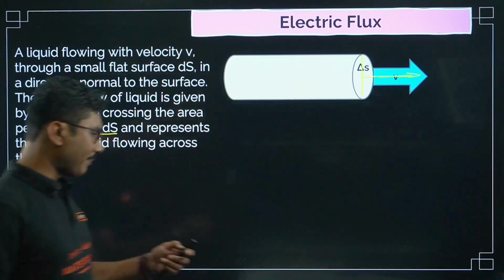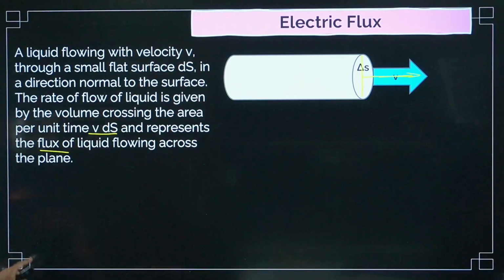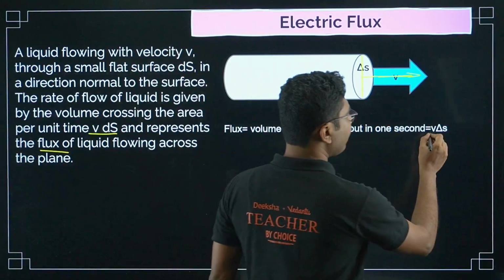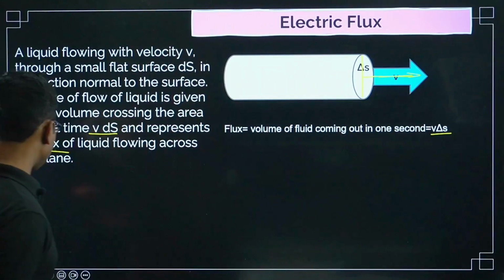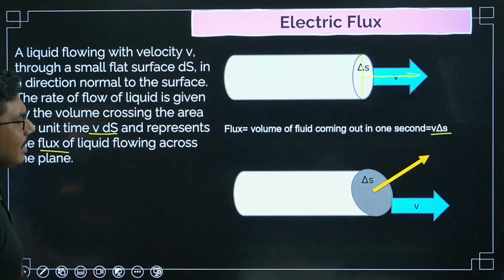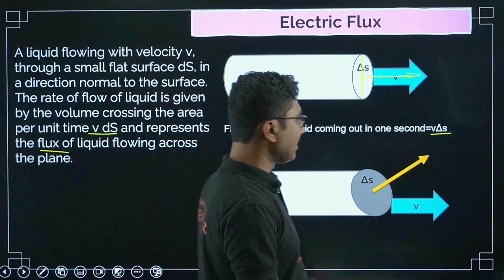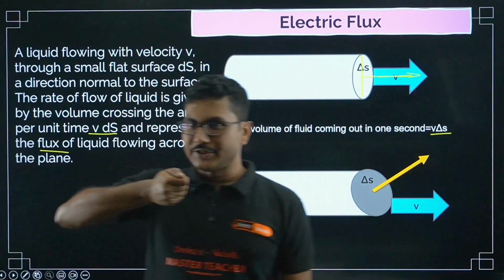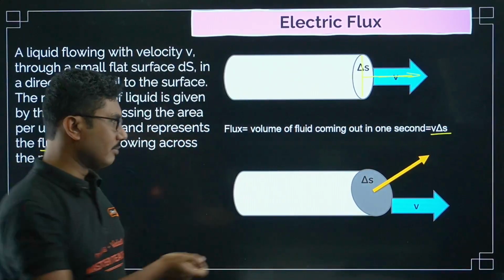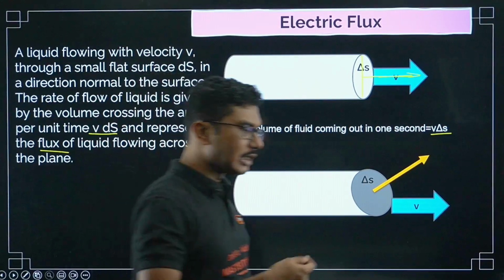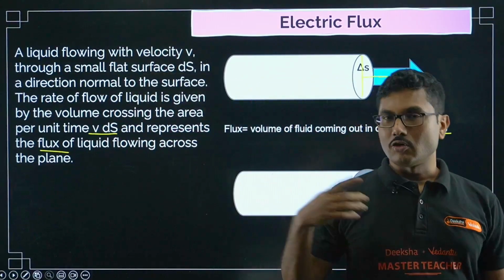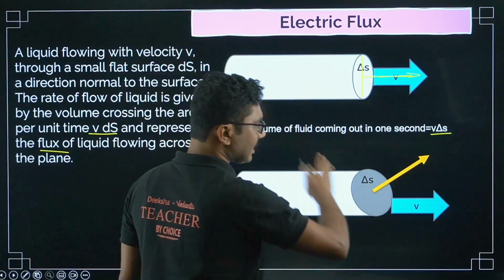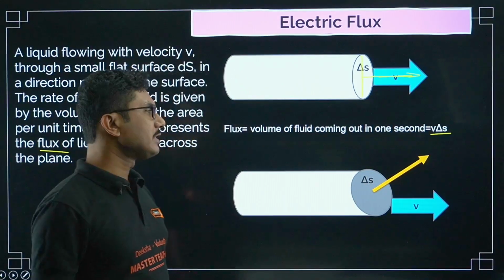Now what will happen if the area is not normal? For example, here the flux is given by v into ds or v into delta s. Now what will happen if the area is not normal? What is the meaning of that? So you have purposely pinched the opening of the pipe so that the liquid is not normal to the opening. So here you have cut it in such a way that the liquid is not normal.